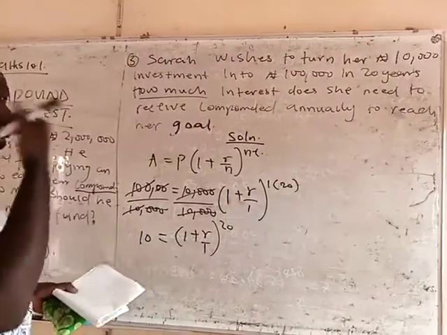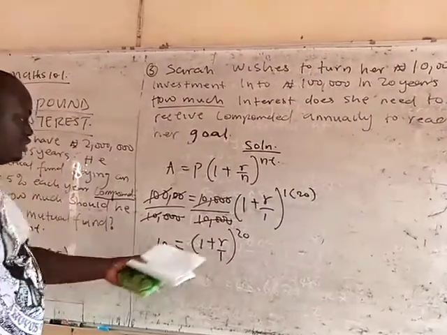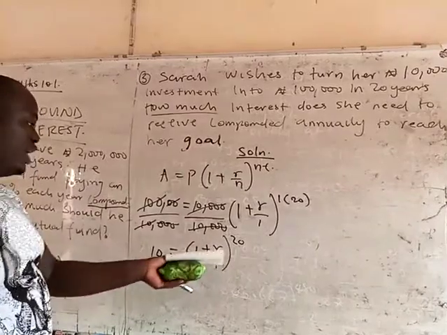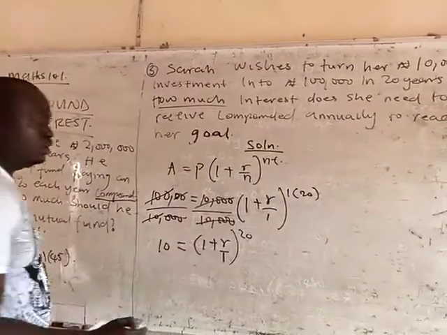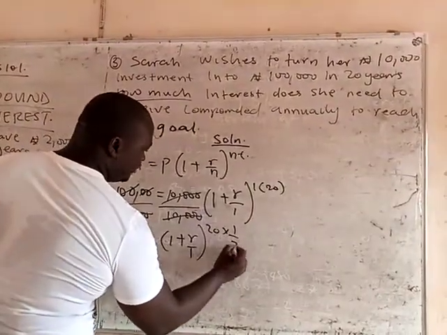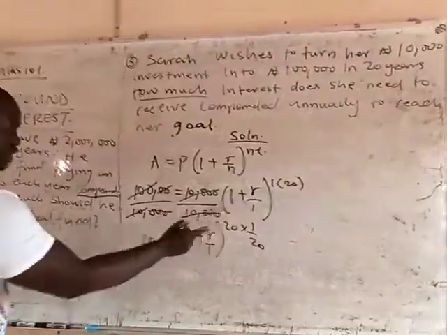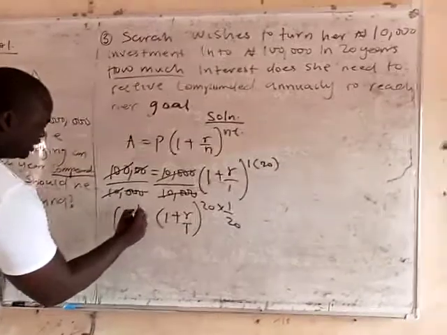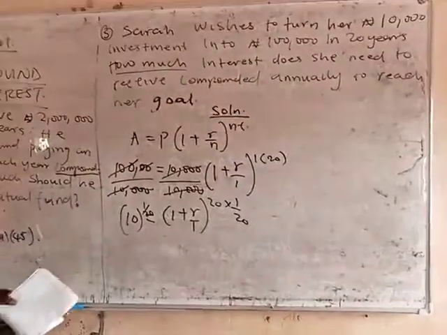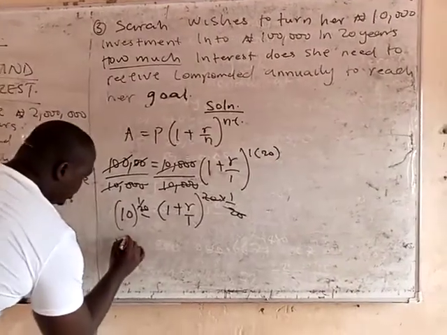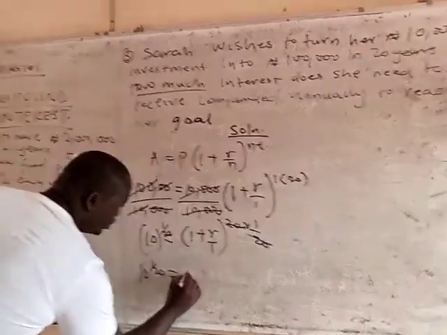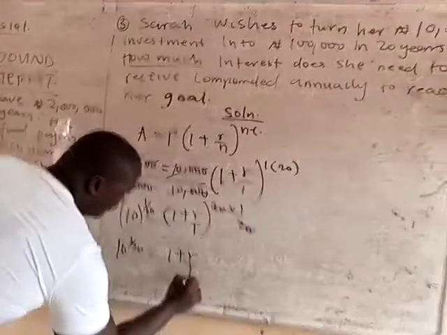So what we are going to do is remove this 20, because what we are looking for is R. So I'm going to times both sides by 1 over 20, because I want to remove that 20. So times everything by 1 over 20, and this will cancel this. So I have 10 raised to the power of 1 over 20, which is equal to 1 plus R over 1.